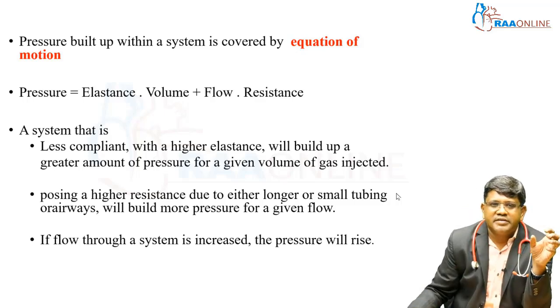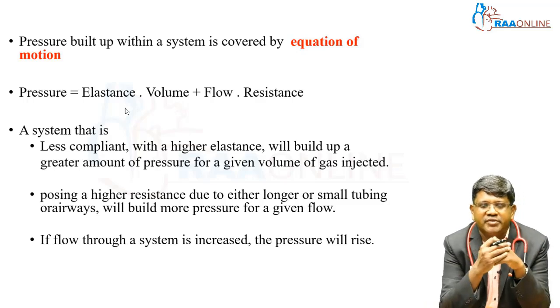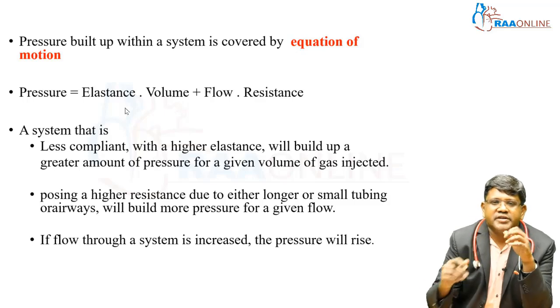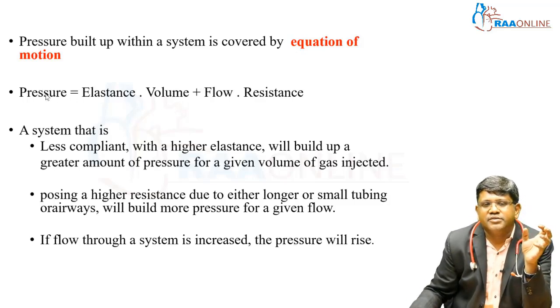We have to understand that a system that is less compliant, with high elastance, will build up a greater pressure because pressure is directly proportional to elastance. So a system with less compliance and higher elastance will generate more pressure for a given volume of gas injected. And if flow through a system is increased, pressure will also increase. So the pressure is directly proportional to elastance, resistance and flow.